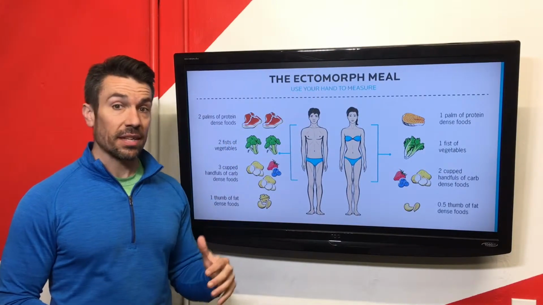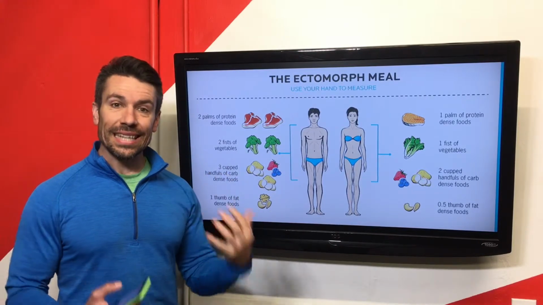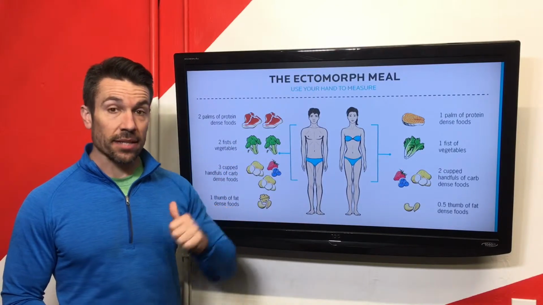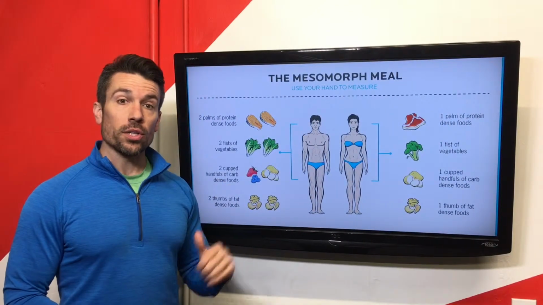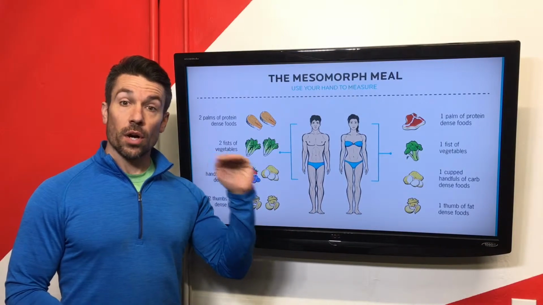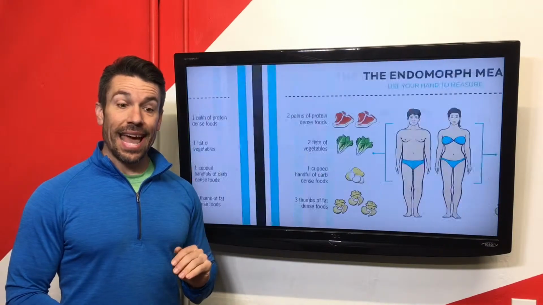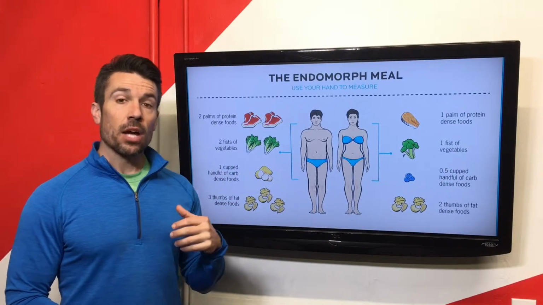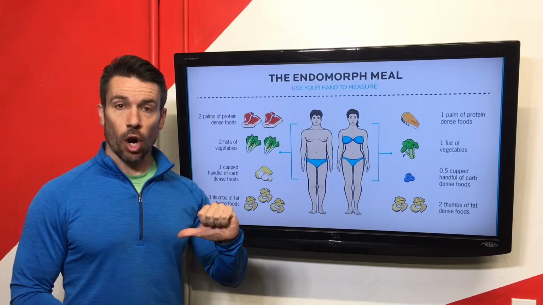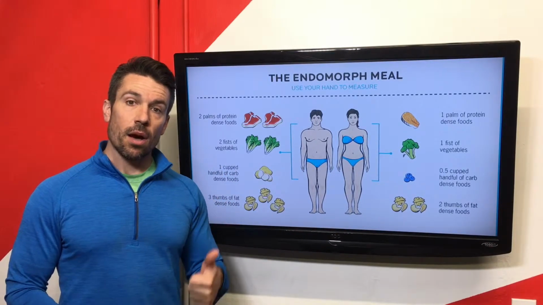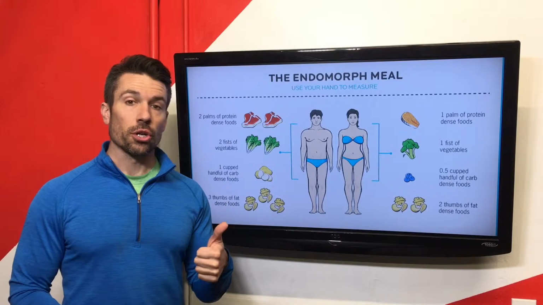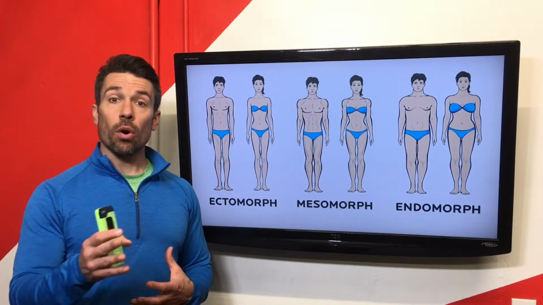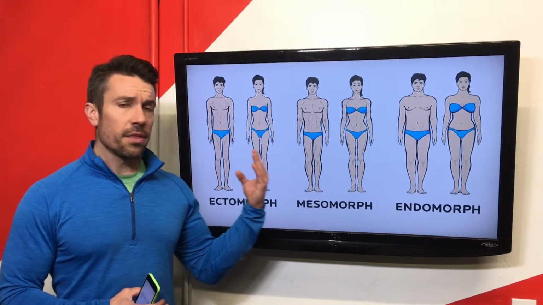Just to kind of review this, the ectomorph, the longest, leanest frame, is going to have more carbohydrates, less fat. The mesomorph is going to have a balance of carbohydrates and fat. And then the endomorph, these are the least carb tolerant body type. So it's going to be a smaller portion of carbohydrates, and you're going to compensate by having a slightly larger portion of fats.